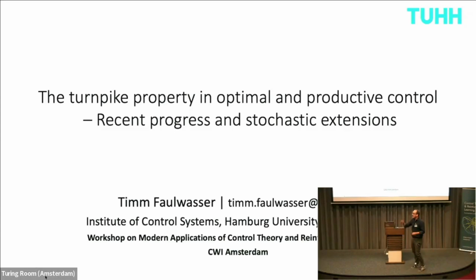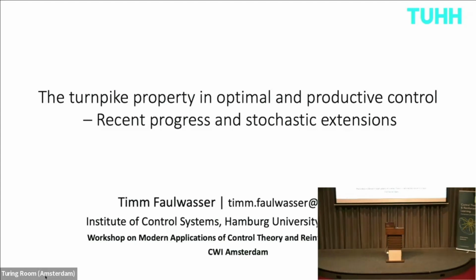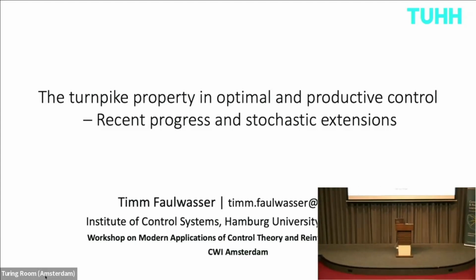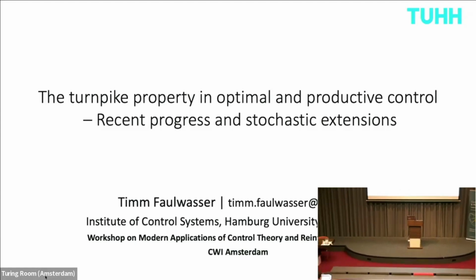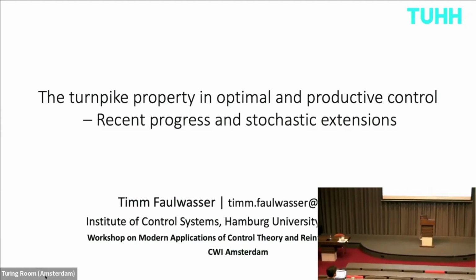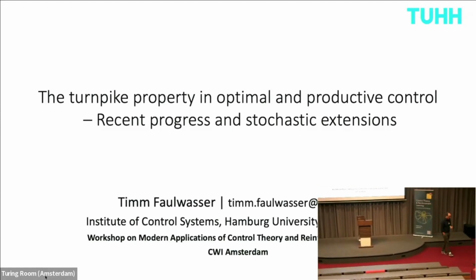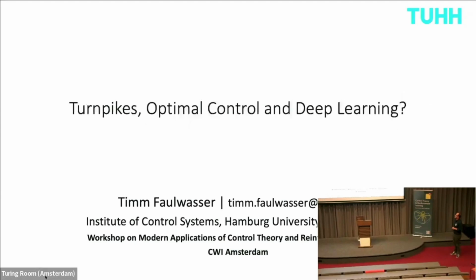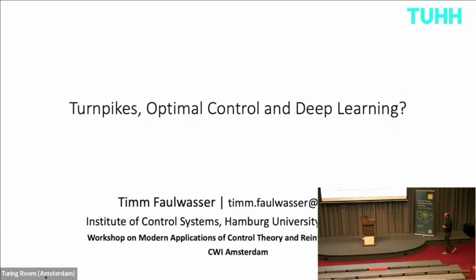Now it's on. Okay, I wanted to talk, that's the title and the program, about the turnpike property in optimal control, and I will talk about the turnpike property in optimal control. But yesterday I came to realize that maybe it would be more interesting, since there are a lot of people here using machine learning, if we adapt the title and rather talk about turnpikes, also optimal control, but how you can also use it for deep learning.